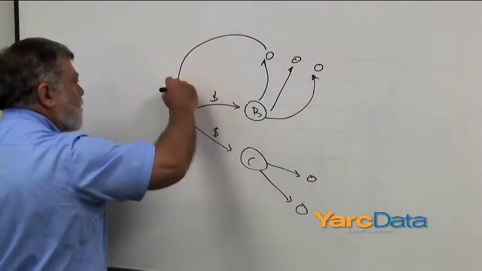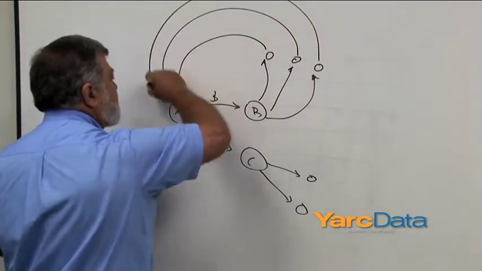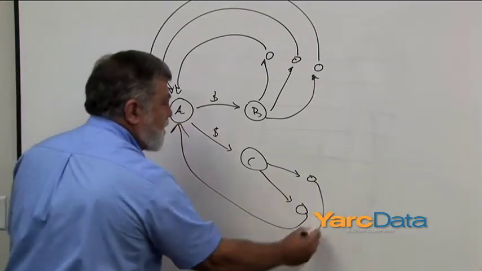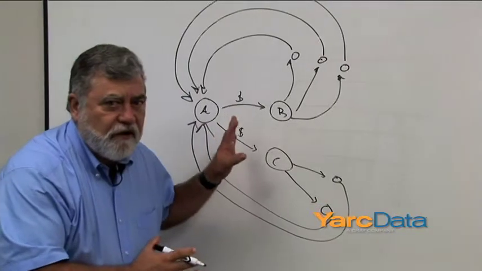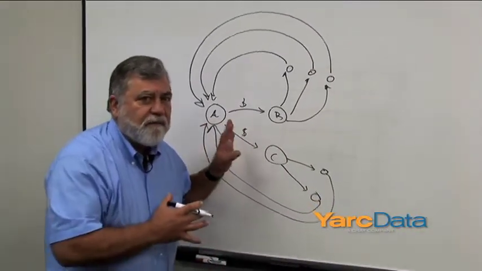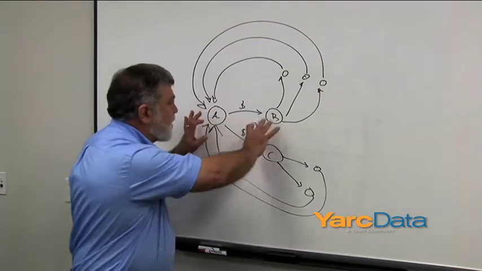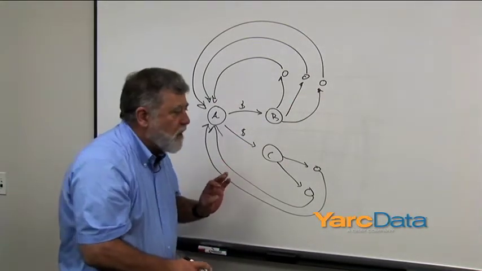And it all comes back to the originator. It all comes back to entity A. So if we saw a pattern like that, we might suspect that money laundering is going on. This guy sends out money and it all comes back to him.